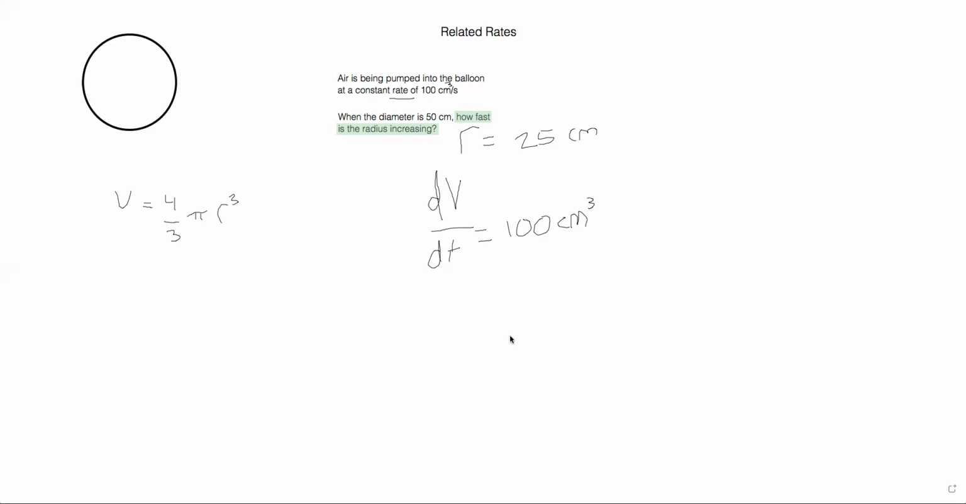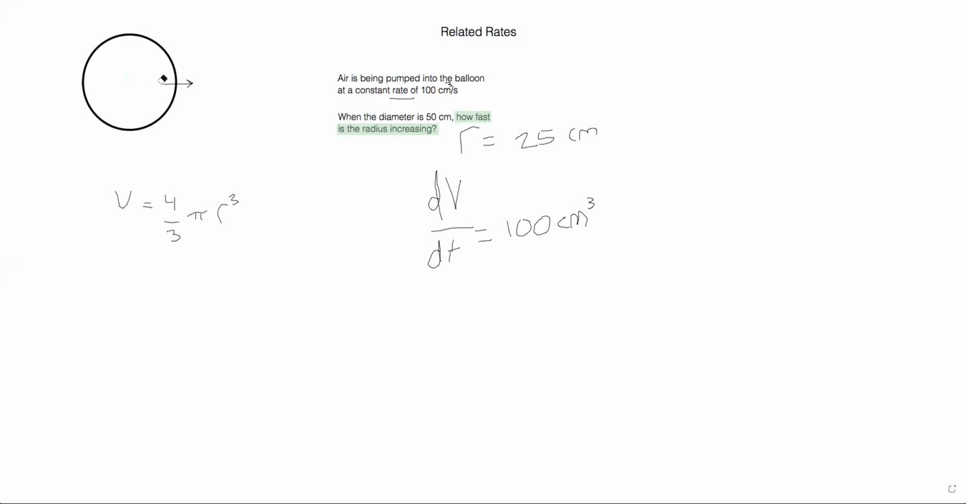How fast is the radius increasing? So the radius is expanding. The volume is expanding. The radius is expanding as well. Calculus is the science of change. That's the main point of learning calculus. We learn how to analyze change in a lot of different ways. So we have two things that are changing. The volume is changing. The radius is also changing.